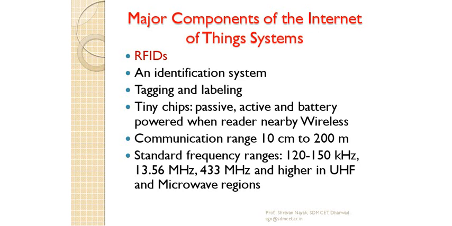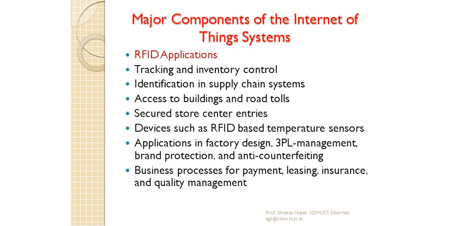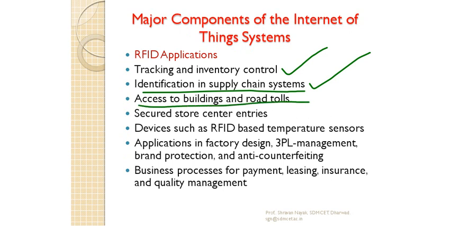Okay, the RFID devices are very important devices here. These are basically for identification purposes, right? And what are you using the RFIDs for? As I have already told you, tracking and inventory control, identification in supply chain systems. Get back to the example of your Amazon, right? Access to buildings and road tolls, correct or not? Then secured store center entries, right? You must have seen in big malls and all, right?